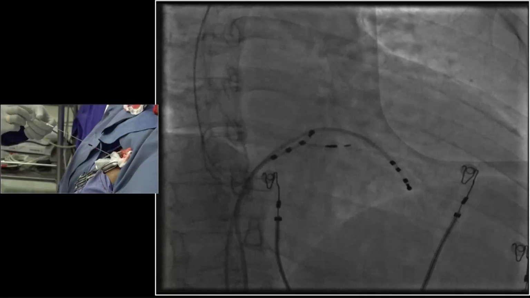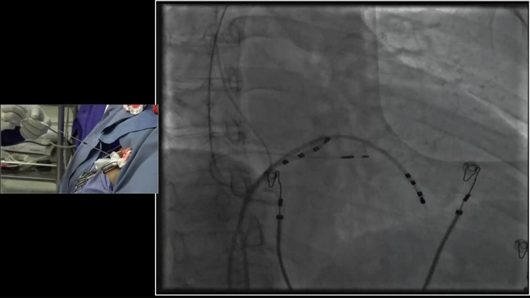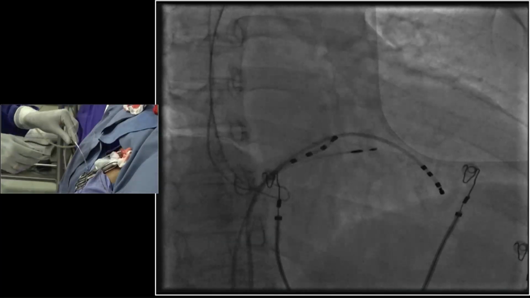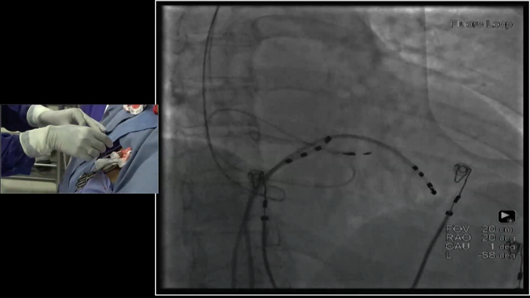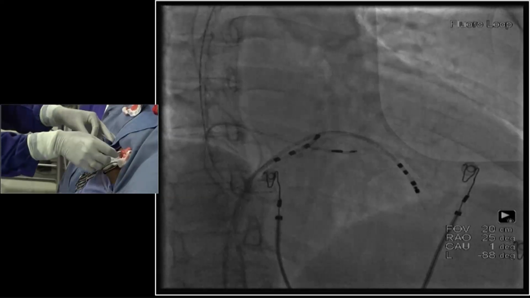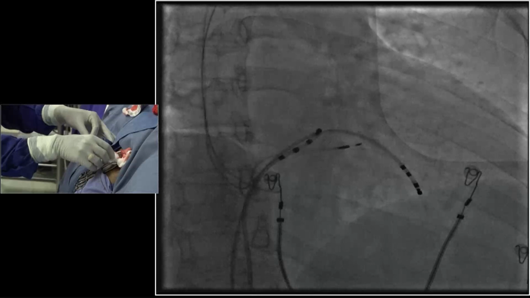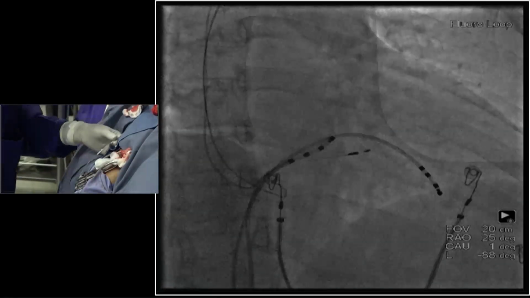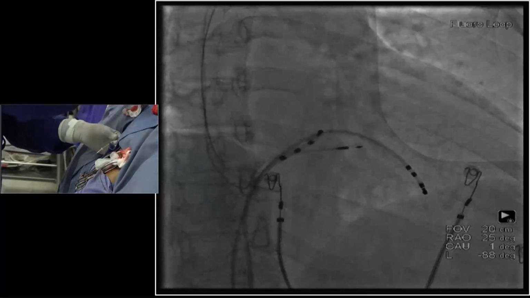I'm just withdrawing with a slight counterclockwise torque, and now I will loop it. Just play the fluoro. I hope everybody has seen my hand movement. Just slightly pull it back, giving a counterclockwise torque. We'll see the parameters again. Hopefully we have not dislodged the lead.